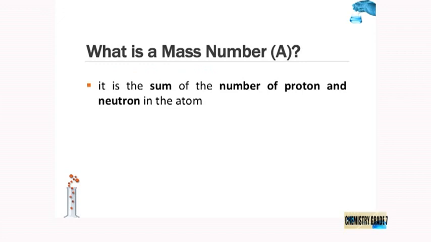What is a mass number? It is the sum of the number of protons and neutrons in an atom. So A, or mass number, is equal to P, or protons, plus N, or neutrons. The mass of electrons is negligible, so that's why they are not in this formula.